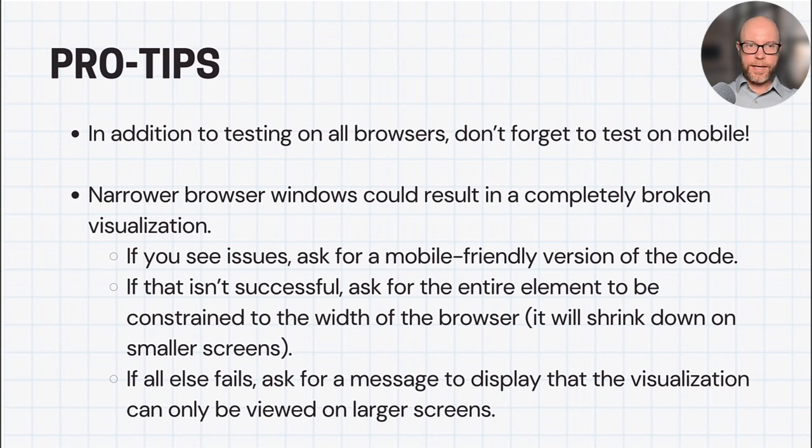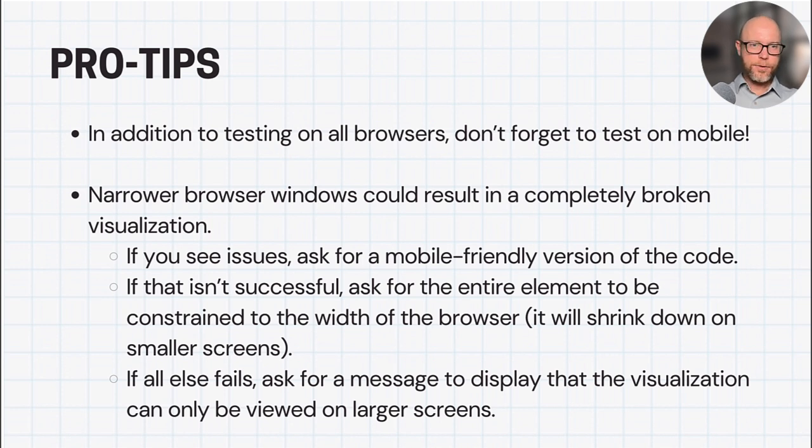You may find that narrower browser windows, not even just a phone, like if somebody just has a really small Chrome window, like they made the window really narrow on their desktop, it could just completely break the visualization. So you might go back to your LLM and say, hey, can you make a mobile-friendly version of this code so that it doesn't break on mobile? And then go save it and see if it is okay on mobile.